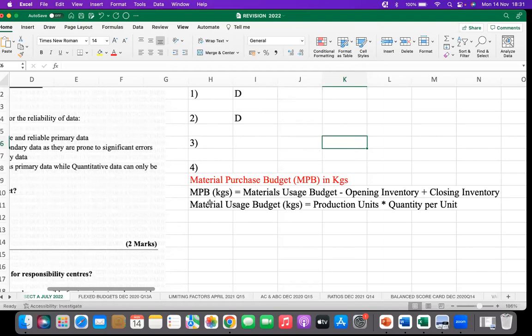Okay, so I was saying that materials purchase budget is materials usage budget minus opening inventory plus closing inventory. Materials usage budget is production units times quantity per unit. Production budget or production units.